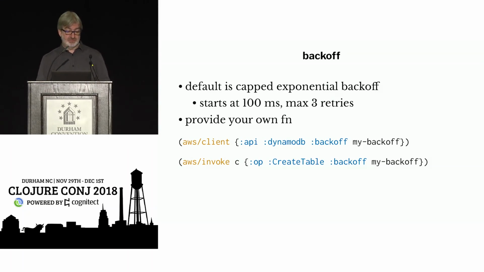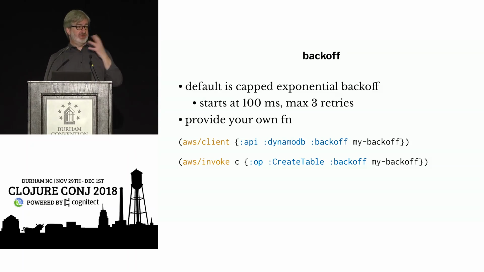Same deal with backoff. We've got a default backoff. It's a capped exponential backoff. It starts at 100 milliseconds, max 3 tries. And if you want to provide your own, you can do it when you're building the client, or when you're invoking one of the operations.